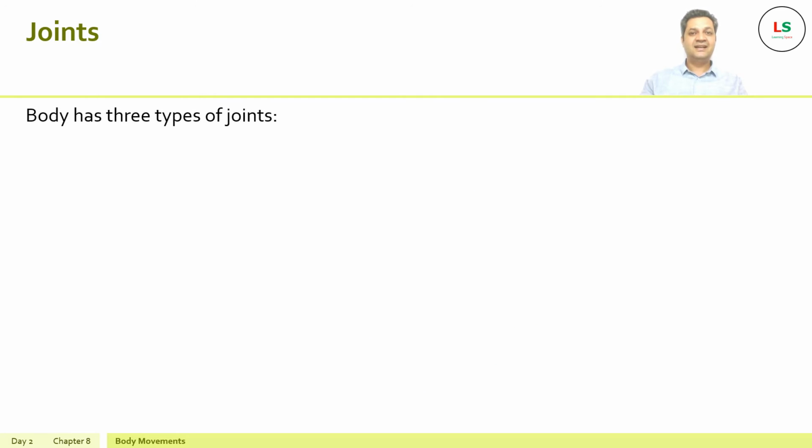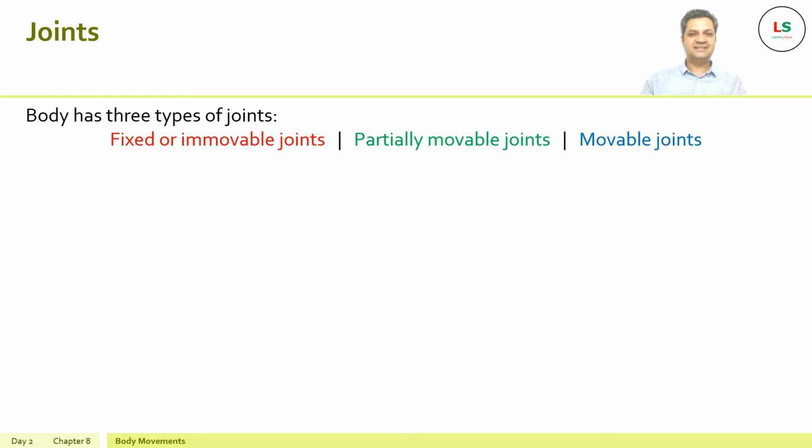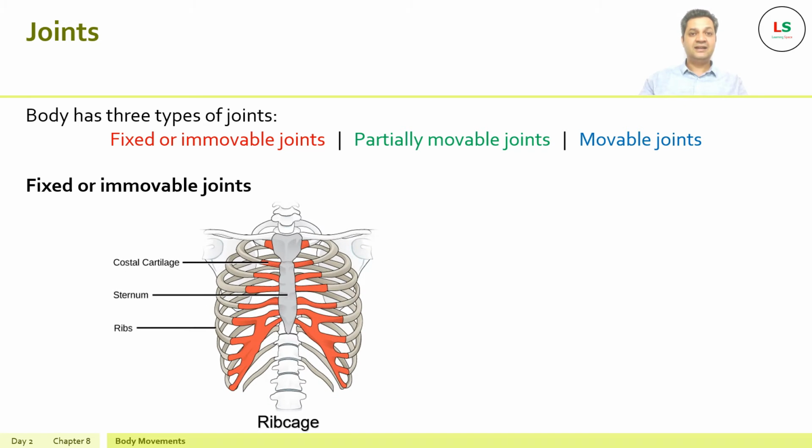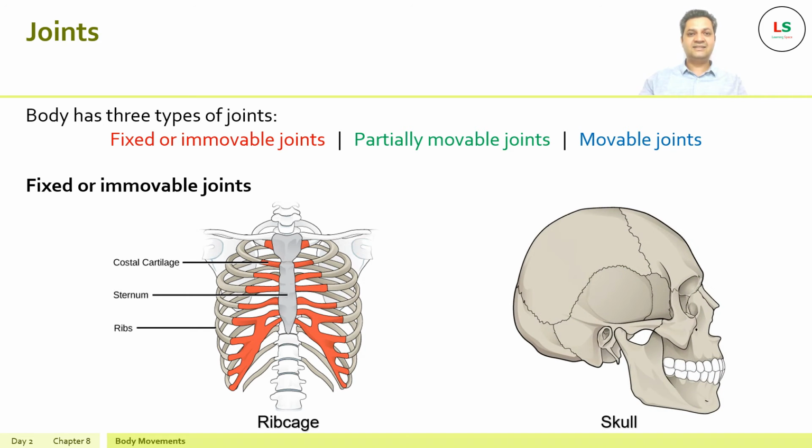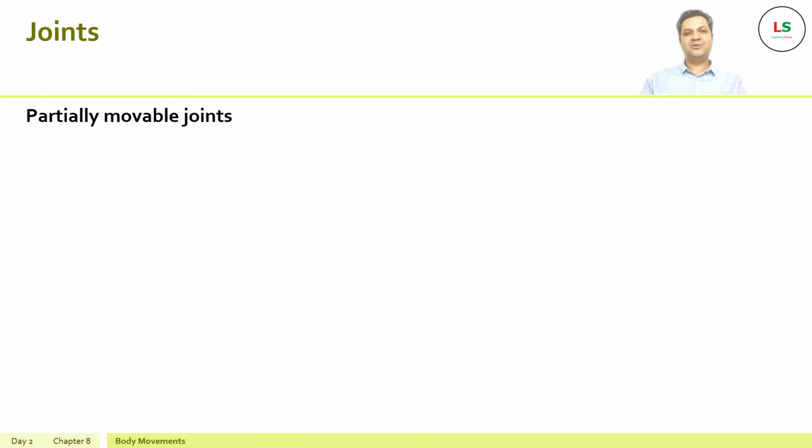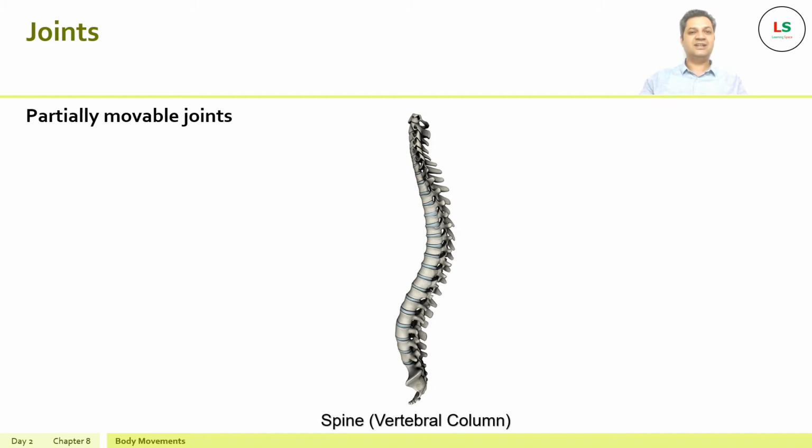Joints. Body has 3 types of joints: fixed or immovable joints, partially movable joints, and movable joints. When it comes to the fixed or immovable joints, there are bones which lie against each other and are fused. Joints that attach ribs to the sternum and that in the skull are immovable joints. There is no movement of bones in the immovable or fixed joints. Partially movable joints allow limited movement. Such joints are found in the vertebral column.